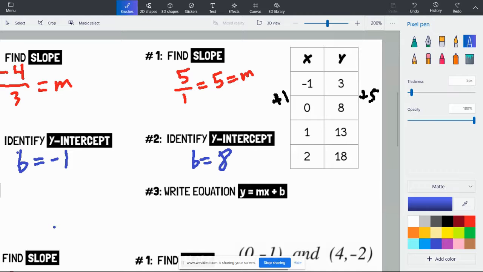All right. So we have our m value 5, our b value 8. Now what we're going to do is just plug those into our equation. y equals m, which is 5 or 5 over 1, times x plus b, which is 8. So y equals 5x plus 8. And that's all you do. Find your slope, find your y-intercept, which is the y value when x equals 0. Plug it in and go.